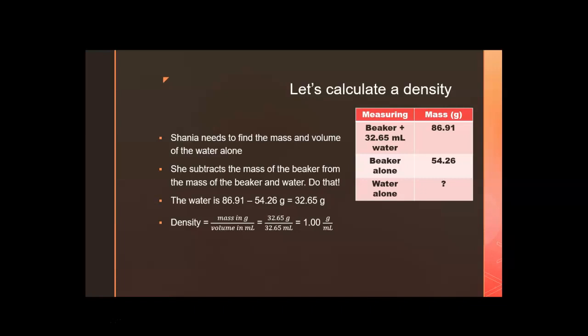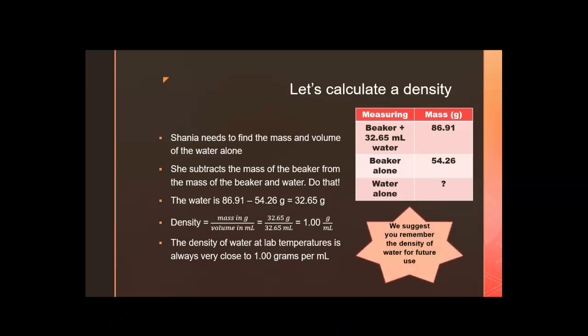Your answer is 1.00 grams per milliliter. There might be another zero at the end of that for significant digit purposes, but you'll learn that next class. So, the density of water at lab temperatures is always very close to 1.00 grams per milliliter. We suggest that you remember the density of water for use this year and in future years.